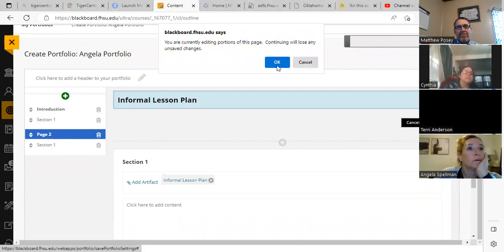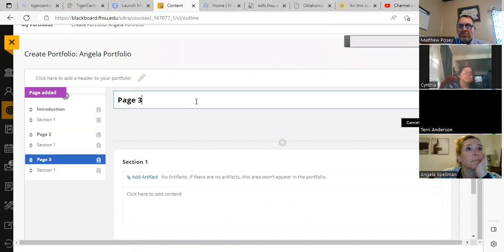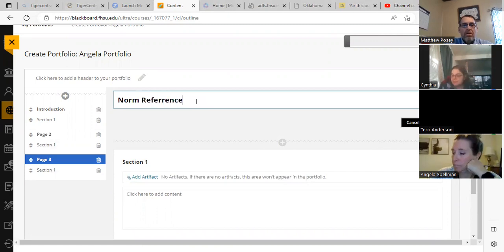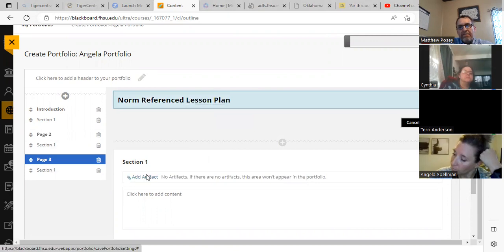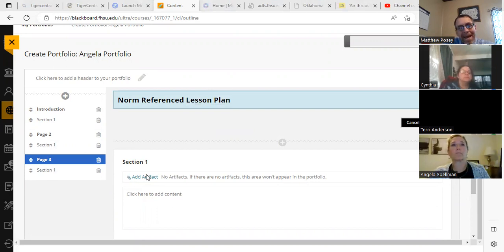I'm going to go down here and add another. Page 3. Okay, I'm just adding norm reference lesson plan. Okay, add artifact. I'm going to go through that same thing. You guys see up here at the top, add personal or add from course. I'm adding it from personal. Gives you the opportunity. Norm referenced. I'll title that again.